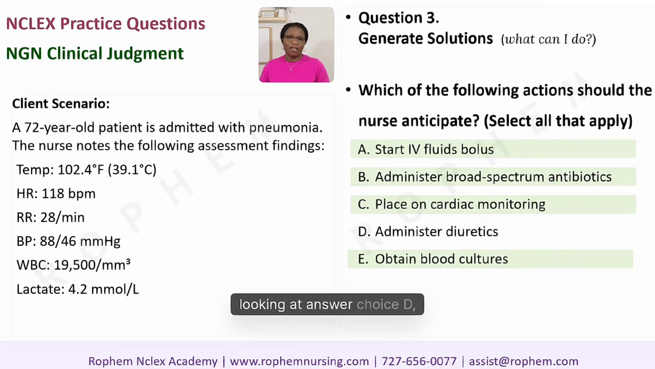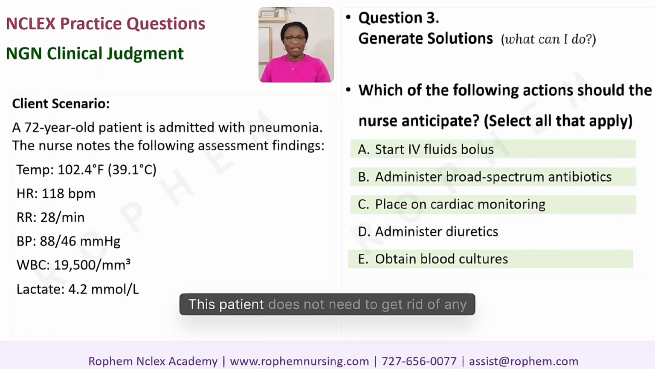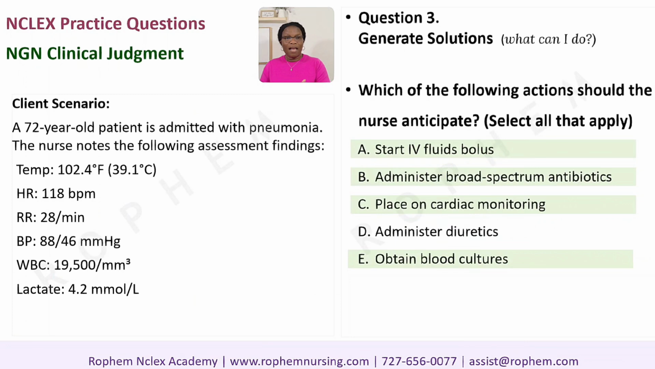Now, looking at answer choice D, administer diuretics. That is not correct. And the reason why this one is not correct is because the patient is hypotensive with impaired tissue perfusion. This patient does not need to get rid of any fluid. This patient actually needs more fluid. So the correct answers are A, B, C, and E.